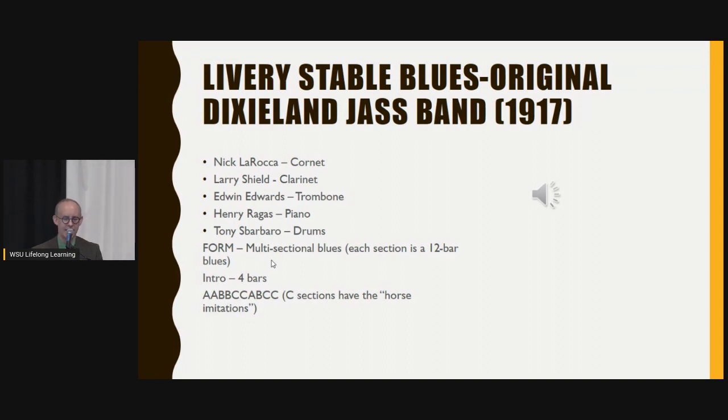So this is the original A section. Or that was the B, that's the C.